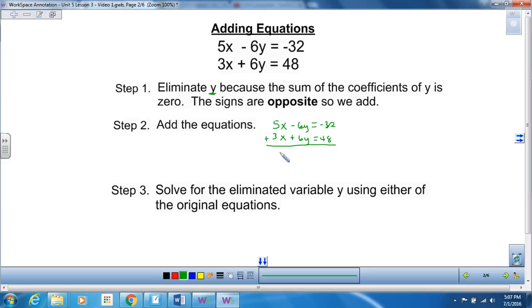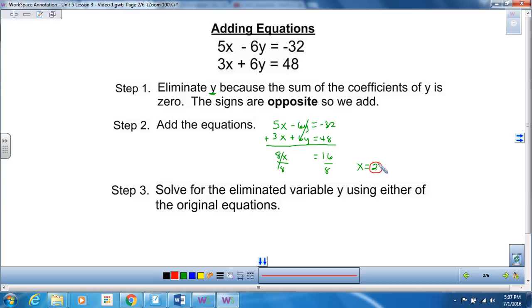So 5x plus 3x is 8x. Negative 6y plus 6y is 0, so those cancel. And then negative 32 plus 48 is 16. Now I can get x, so I just have to divide by 8. X equals 2. And then just like with substitution, once you find one variable, you have to plug that into one of the two original equations to find your other variable.